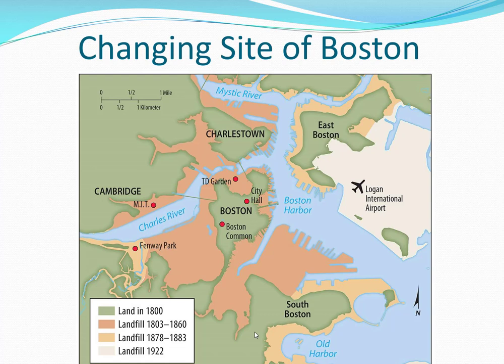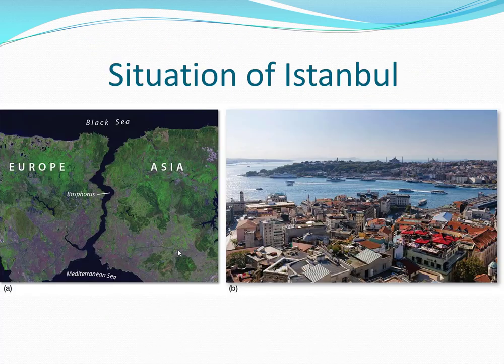This is an example of a site in Boston. Notice here it's a marshland, several estuary inland water bodies, and over time they fill some of these to create more land space in Boston. This is Istanbul, which is of significance. The Bosphorus River is utilized to transport goods across parts of the Middle East and to other parts of the world.